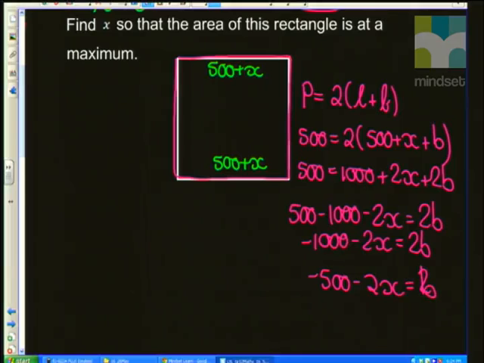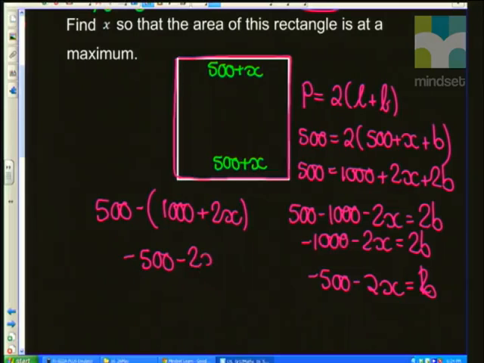Let's just double check that. I just want to make sure, guys. So 500 minus twice of the breadth, okay, sorry, let's just fix that up there. So 500 minus 1,000 plus 2x. Okay, so yes, that is giving us negative 500 minus 2x. All right, so that's then representing your breadth. So that's what we've got for now.